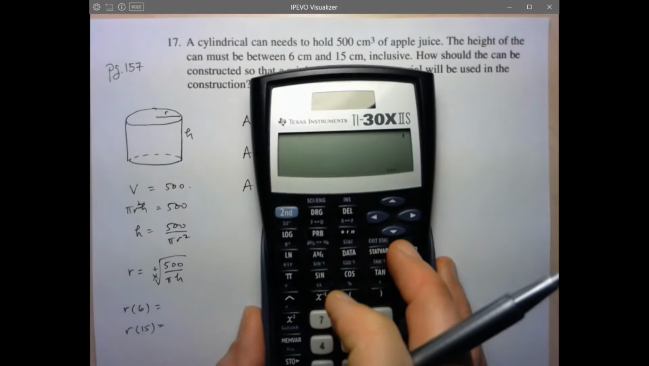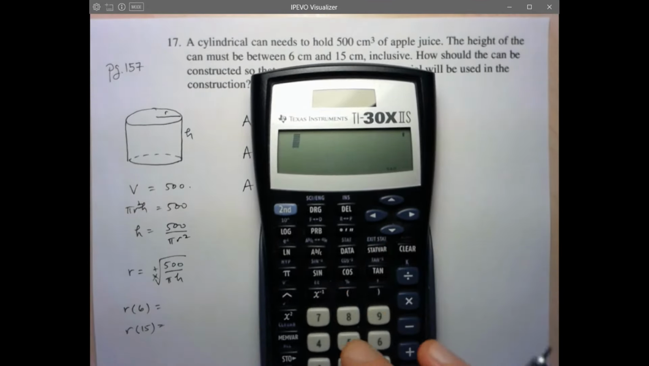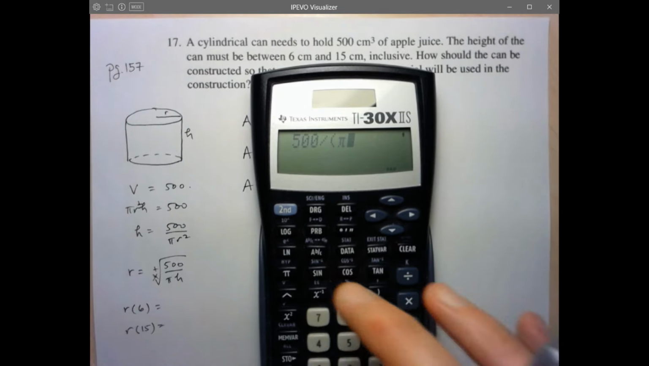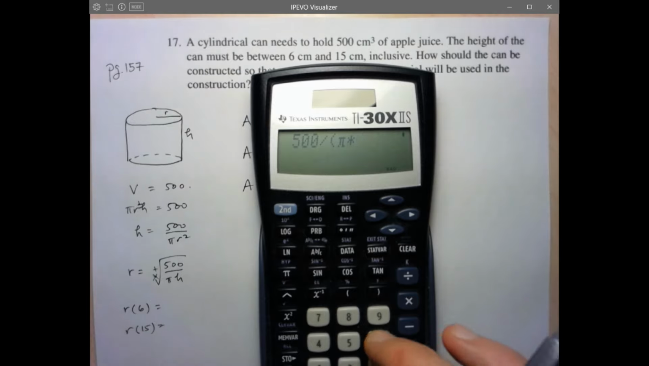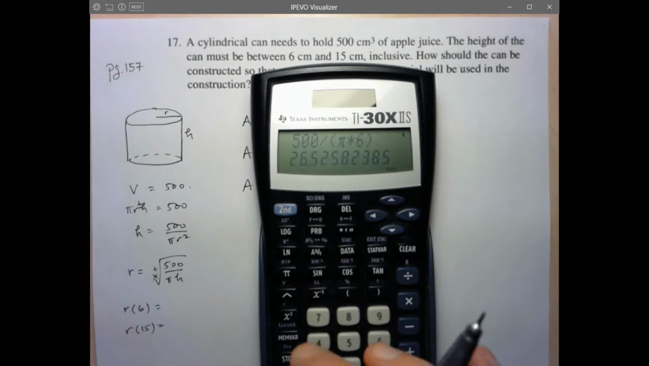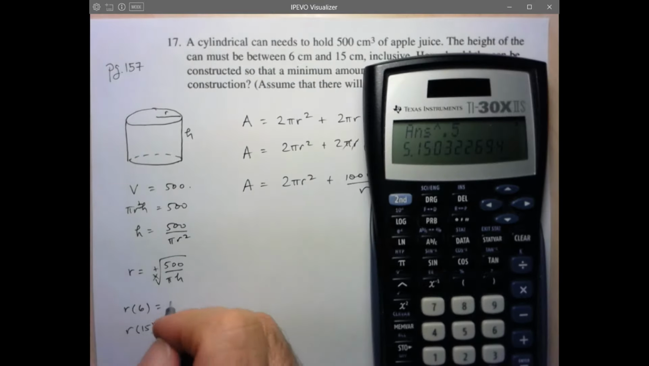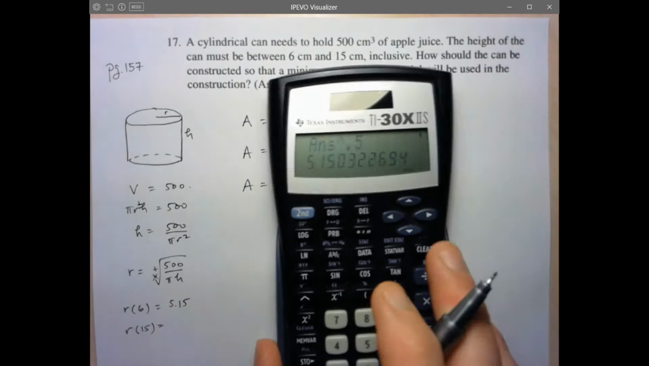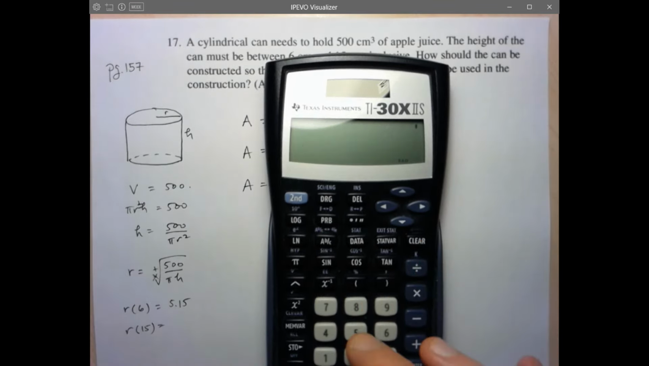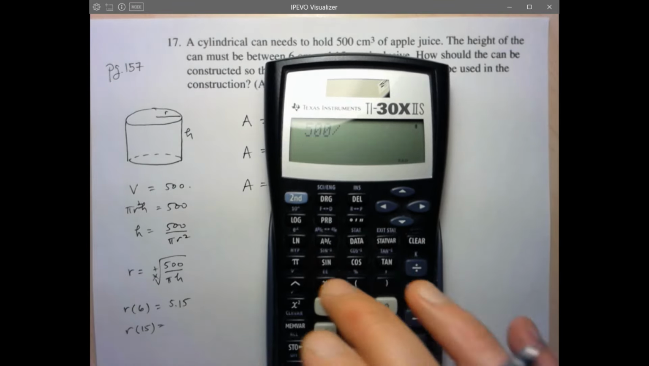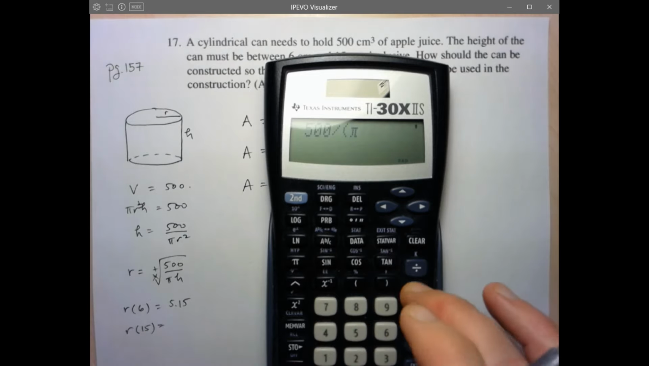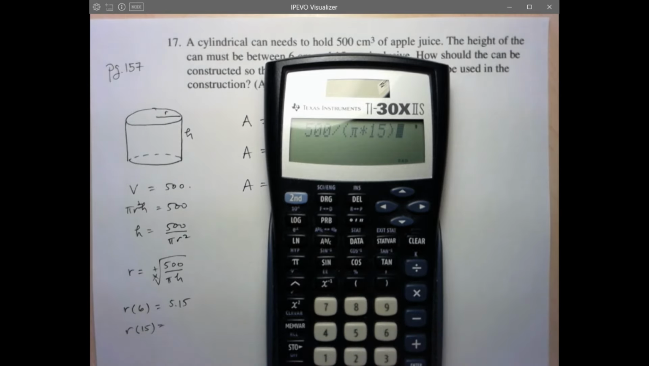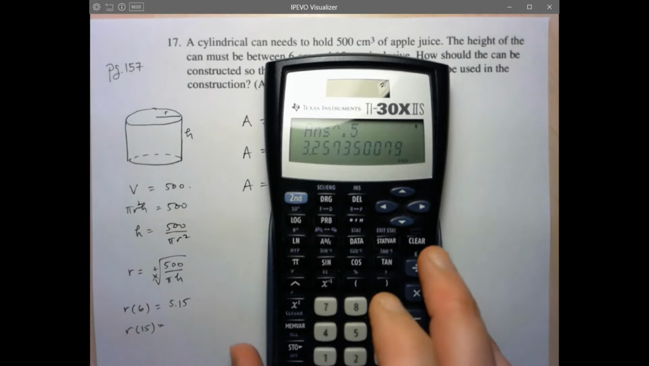All right, so let's do that here. So we've got 500 divided by pi times h, which the first one is 6, and then take the square root, and that gives me 5.15. And then let's do the same thing for the other one. 500 divided by pi times, in this case here, 15, and take the square root of that, and that gives me 3.26.